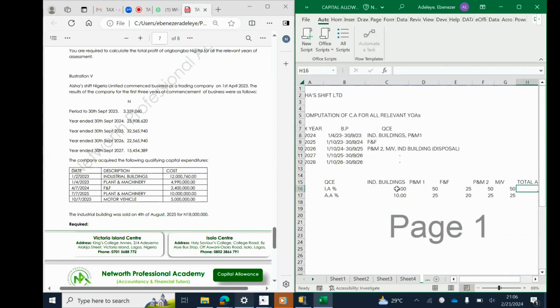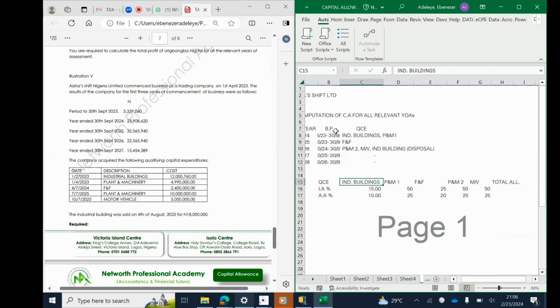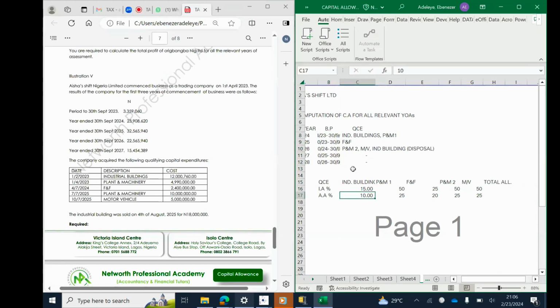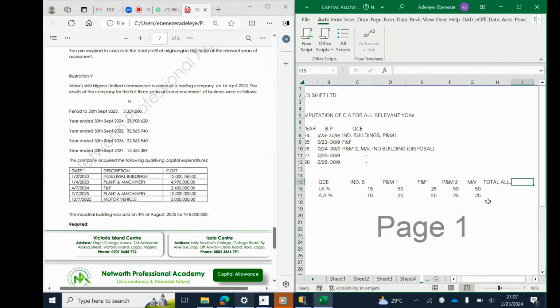So for this to be easy for us, I think we can reduce this. Okay, you're no longer copying this, Abby, because I've reduced it. I've collapsed it. Let's put this as industrial building like this. I'm going to make all of this middle so that it can be well presented, and then I'm going to reduce the zeros. All right, this is fine. Okay, let's go.